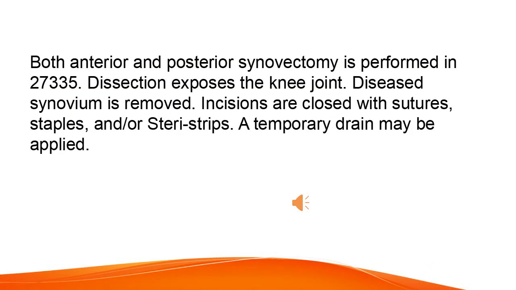Both anterior and posterior synovectomy is performed, 27335. Dissection exposes the knee joint. Diseased synovium is removed. Incisions are closed with sutures, staples, and/or Steri-Strips. A temporary drain may be applied.